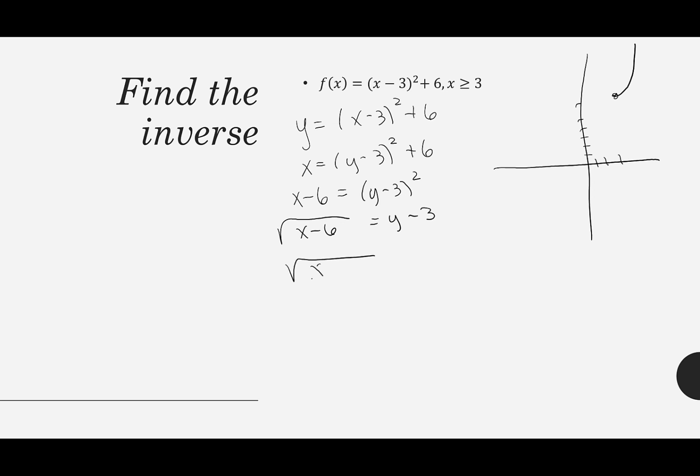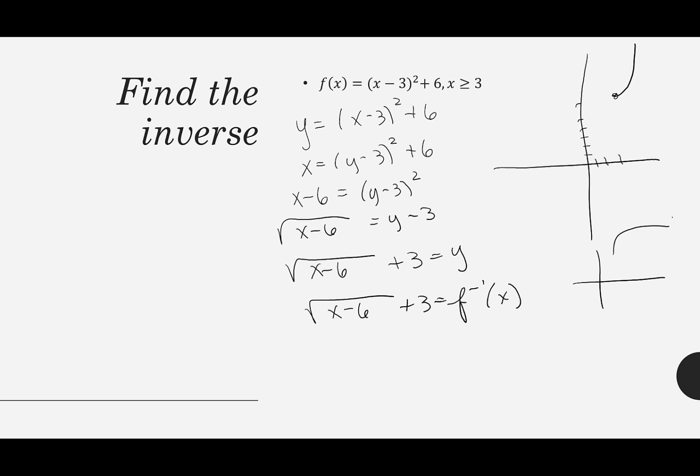Let's add that 3 over. So I have the square root of x minus 6 plus 3 is y, which says now the square root of x minus 6 plus 3 is f inverse of x. You don't have to change the domain. When you look at the square root function, and I'm not even going to draw this accurately, but I can see it's already 1 to 1.